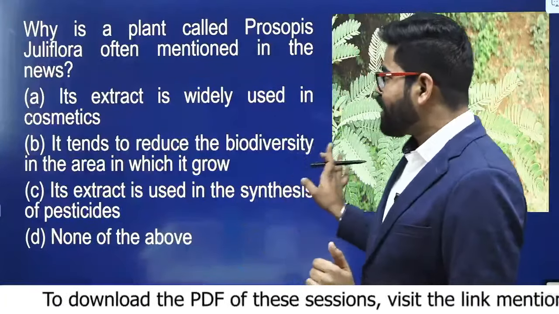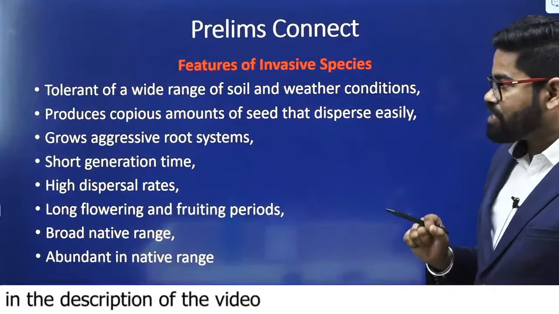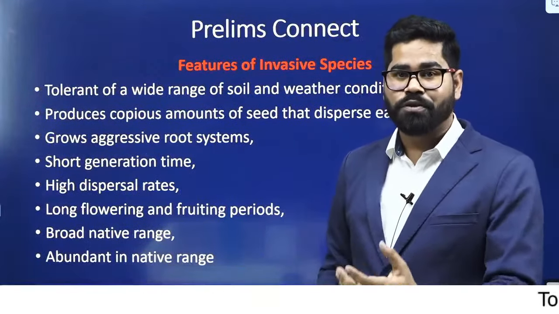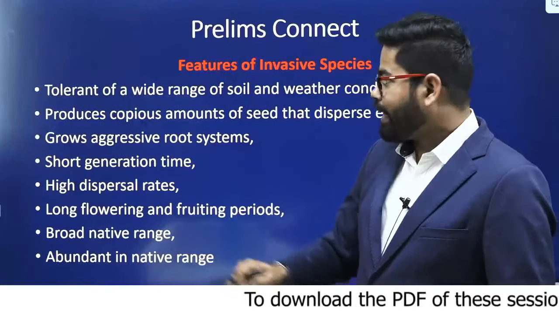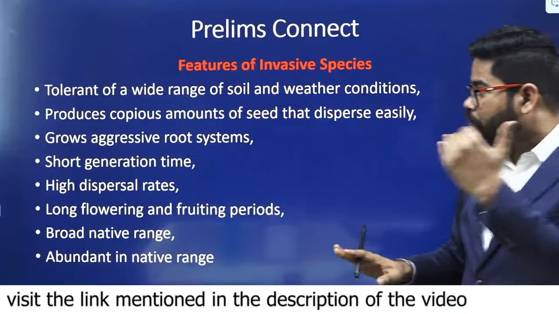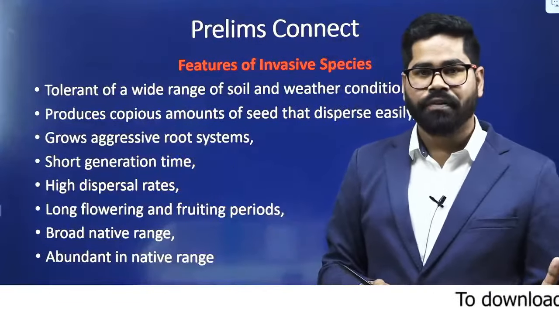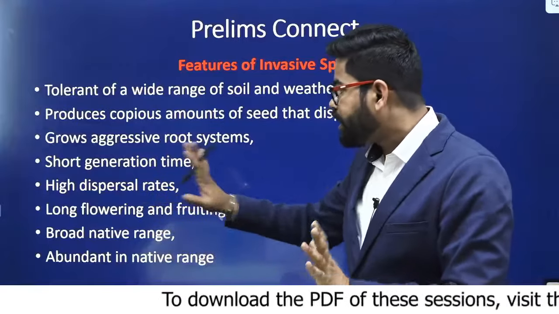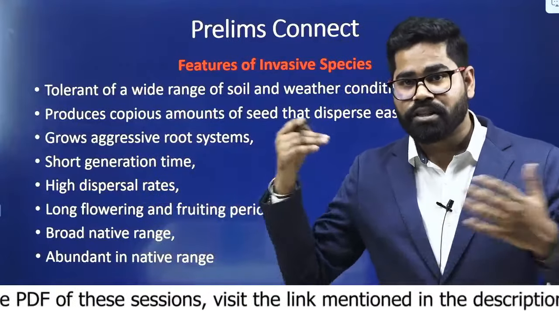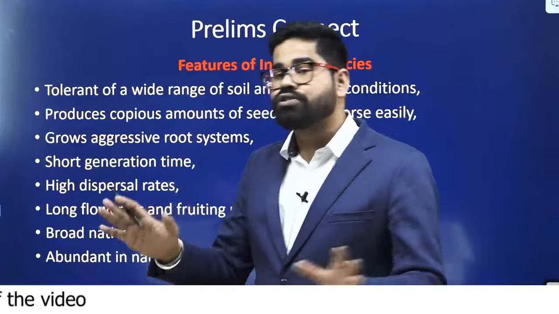Okay, see, when we talk about alien invasive species, these species are quite powerful in terms of their extent. They can tolerate a wide range of soil and weather conditions. They can reproduce at a very fast rate. Their root system is very aggressive. They grow in a very short period of time. Even the dispersal of their seed is very high. And their native range is also broad.